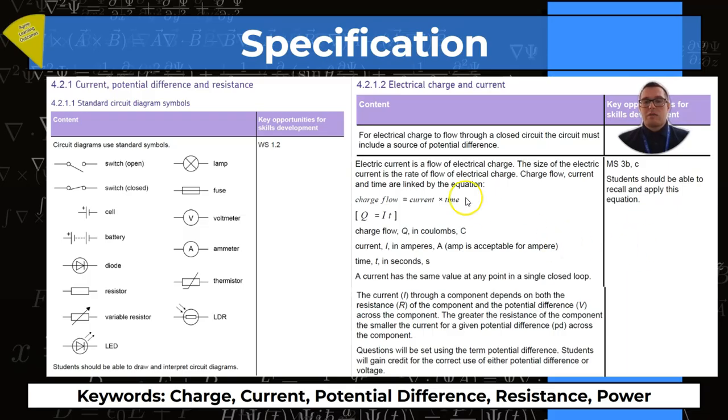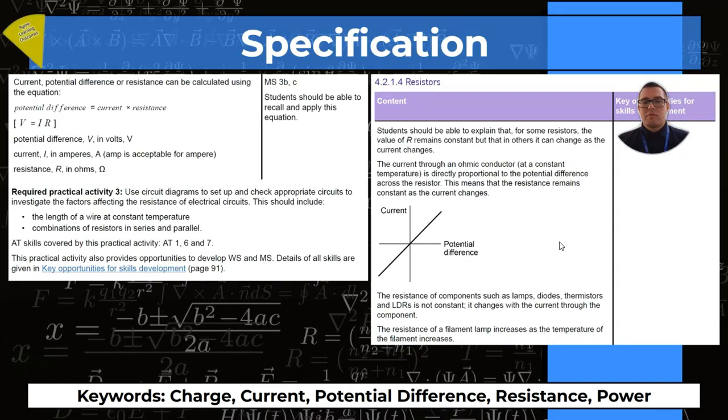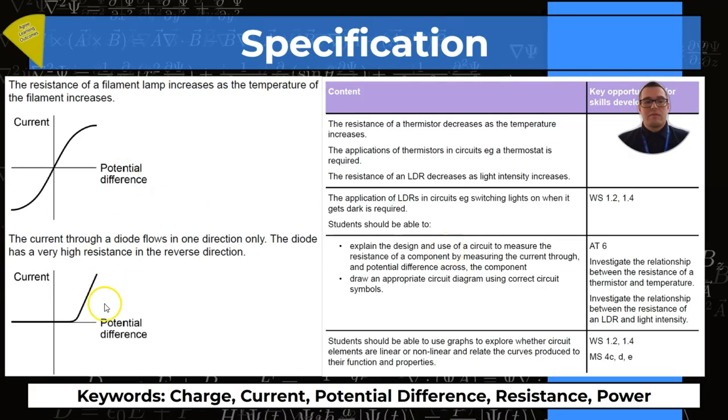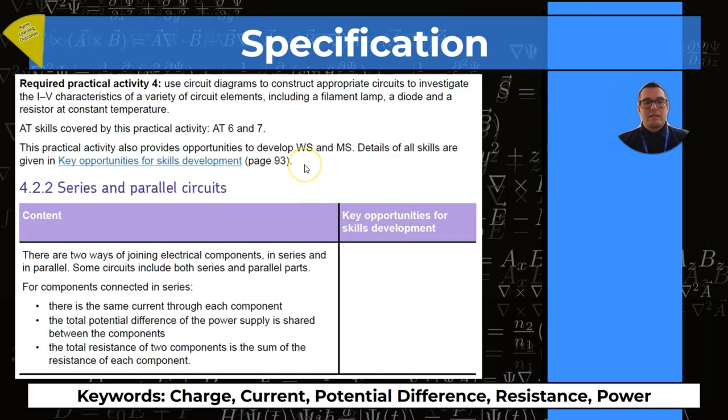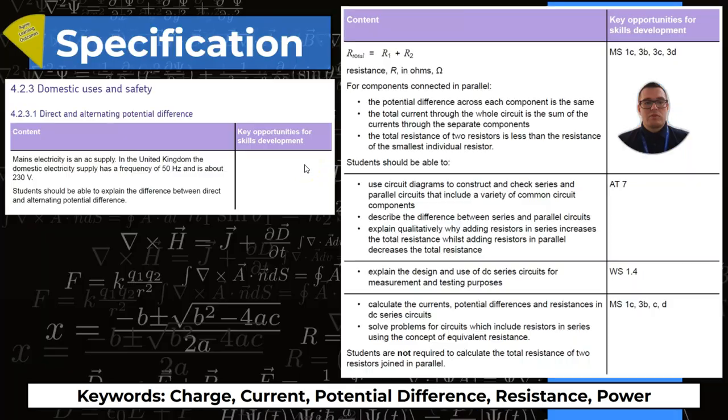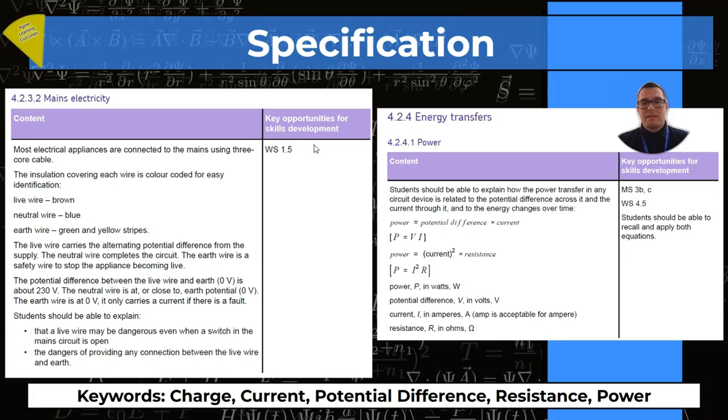Other bits of the spec, and I'll go through these in a minute: a lot of the module is built around key concepts which have equations and some current voltage graphs, of which you can see several different types here that you need to know. I'll circle back to those later. You need to know about thermistors and LDRs, the difference between series and parallel circuits, and about domestic UK power, what that looks like, a little bit about resistance, and about mains electricity.